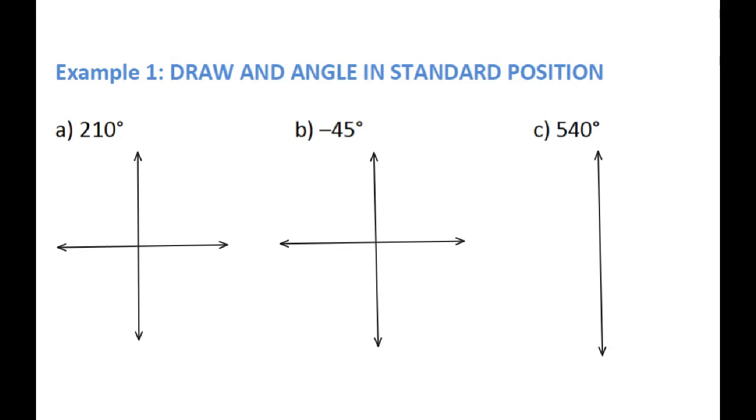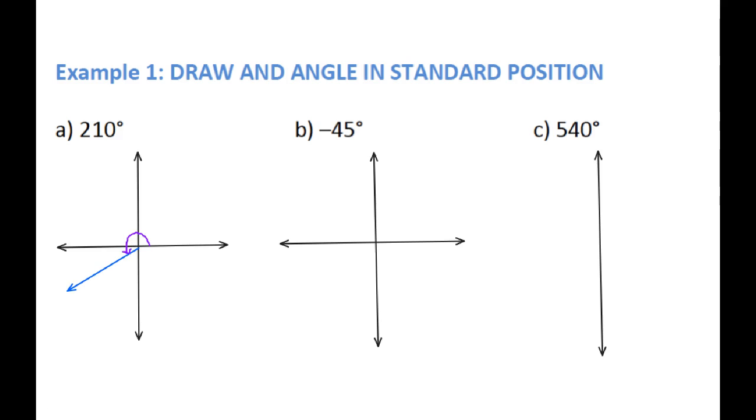So 210 degrees is positive, so you're moving counterclockwise, and 210 is in between 180 and 270, so our arrow is going to be in the third quadrant. So we have 90, 180, 270, so 210 is over there. I'm going to go ahead and use my purple arrow to indicate that I moved counterclockwise because it was positive.